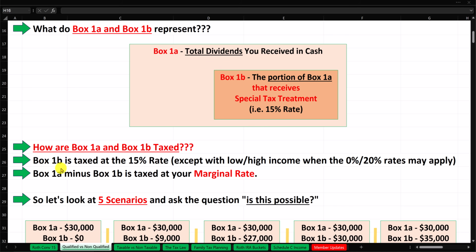Well, box 1B is taxed at the special 15% rate for capital gain and qualified dividends, except in the case where you may have really low or high income that would either push you down into the 0% or up into the 20% rates for capital gain and qualified dividends. But in general, for most people, it's going to be the 15% rate that applies. And then box 1A minus box 1B is taxed at your marginal rate. So let's look at these 5 scenarios and ask the question, is this possible?